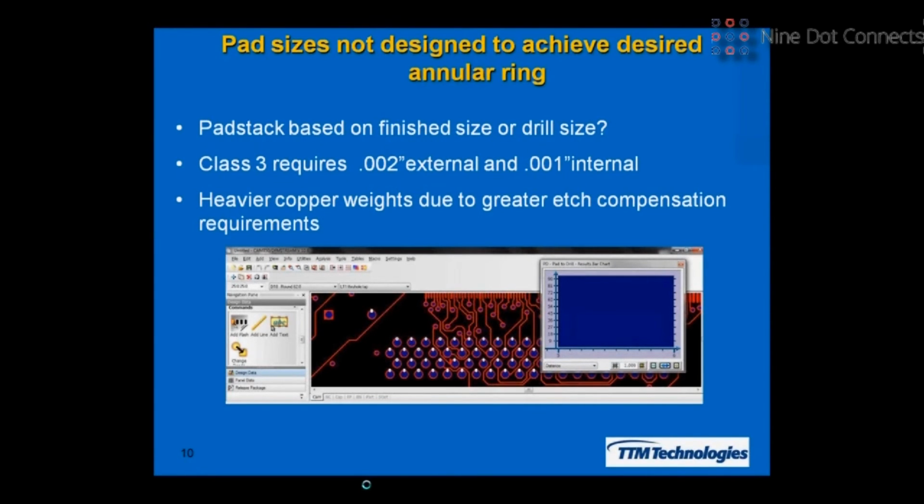The hole to copper violations, especially in the case of planes, many times we'll see clearances in ground planes that are just not laid out properly, they're too small, and they don't meet the requirements for a given product.